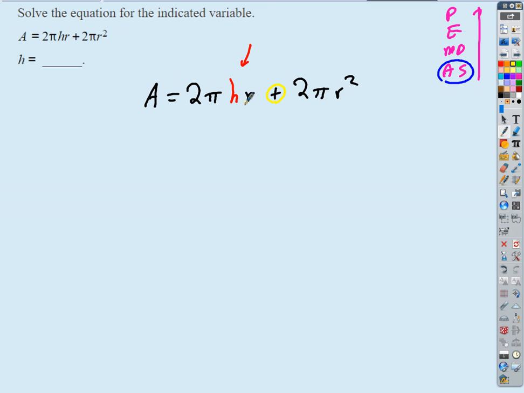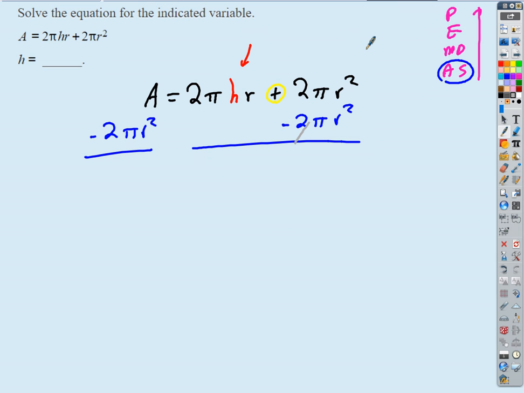So when I say that we can get rid of stuff by adding or subtracting that's kind of loosely attached, that's what I mean. If there are some other terms that are separate from the part that involves the h that are added or subtracted, they're not in parentheses, right? They're just separate. Get rid of them. Subtract. So the very first step would be I'm going to subtract 2 pi r squared from each side of the equation.